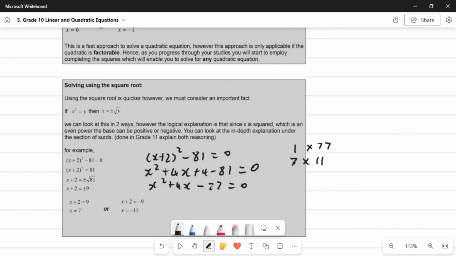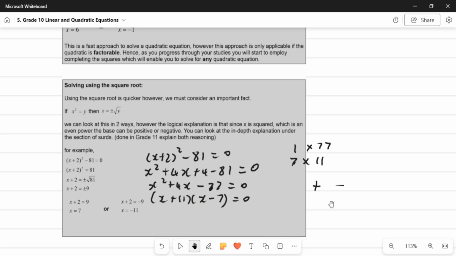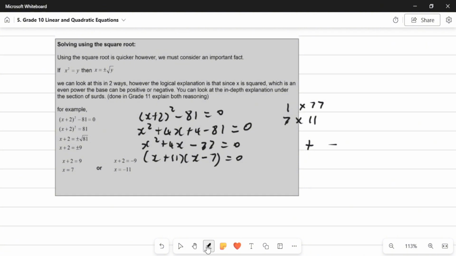Then, since the last term is negative, the terms within the brackets must be one plus and one minus. And since we have a positive middle term, the positive goes to the bigger number. So therefore, x plus 11, x minus 7 will be our factors. And then, since we factorized it and we have the right hand side equal to 0, we did that intentionally because we need to utilize the zero factor property. So I'll have two possibilities because I have two brackets.